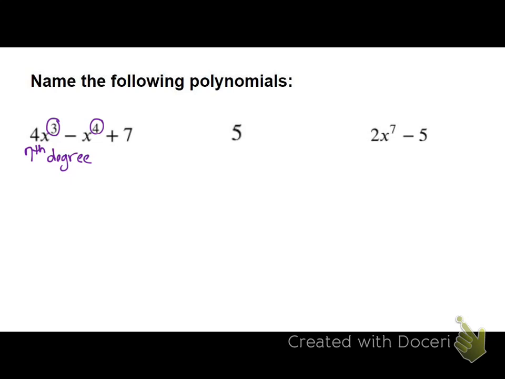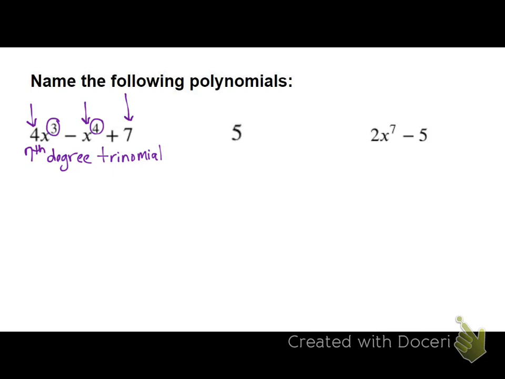And how many terms do I have? Remember, terms are the numbers that are separated by operation sign. So how many terms do I have? Well, look, I have 1, 2, 3. Trinomial, 7th degree trinomial, because we have 3 terms. Okay?